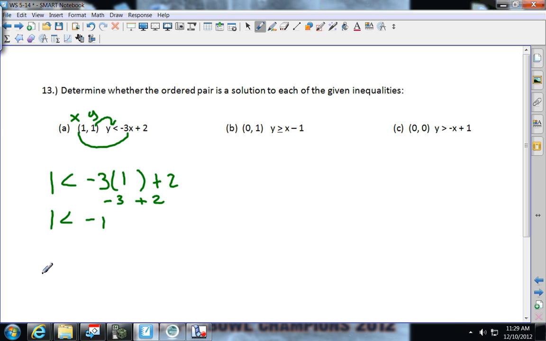No, not last I knew. So this is not a solution. That point would not be in the shaded area because it does not make your inequality true. Try the next two by substituting it in like that.